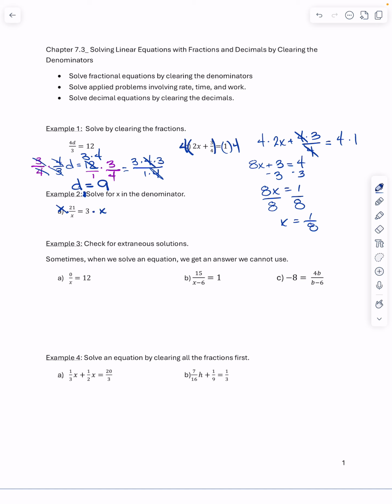I want these x's to cancel. Hard to see when you're trying to cross out an x. And I get 21 equals 3x. Now I can divide both sides by 3, and I get x equals 7. Should probably make the answers a little more visible for you.